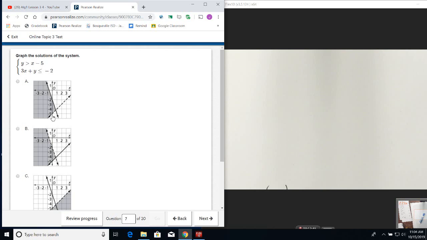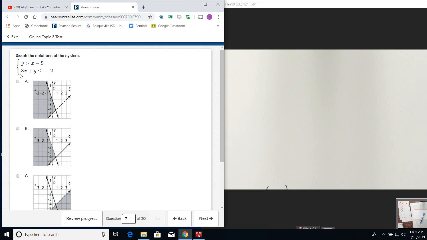So this graph is going to cross at a negative 5 like it does in A. And it would be a dashed line with the slope of 1. The number in front of the x is 1. So this looks good. So you're going to rise up 1, run 1. Rise up 1, run 1. And then y is greater than that, so I'd be shading all the values above that boundary line. So far A looks good, doesn't it?